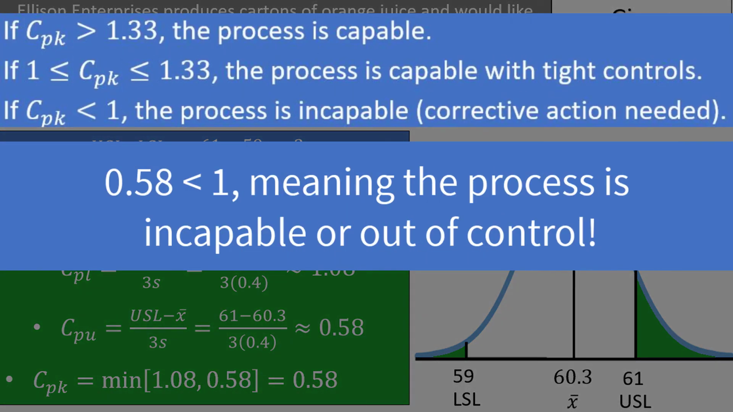According to our criteria discussed from before, our value of 0.58 is less than 1 and is incapable or out of control and requires corrective action. It appears our process is not centered around 60 as it should be for it to be in the middle of the specification limits, and the variability is high enough that many of the cartons will be produced outside of the lower and upper specification limits. But exactly how many will there be?